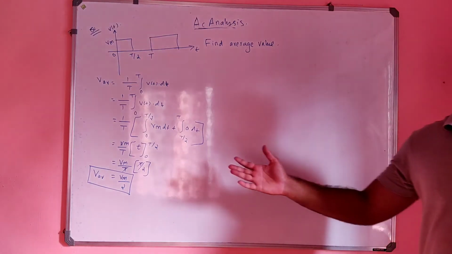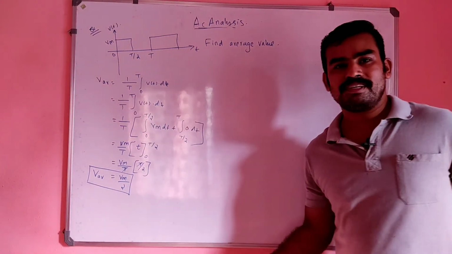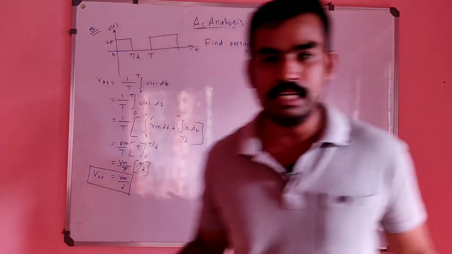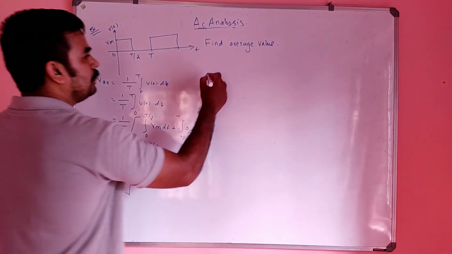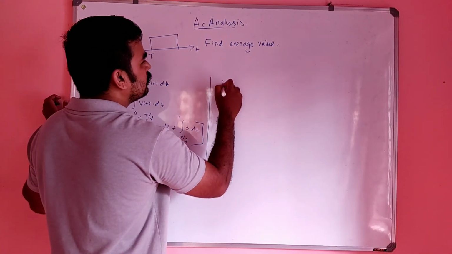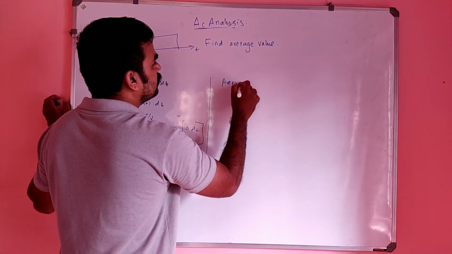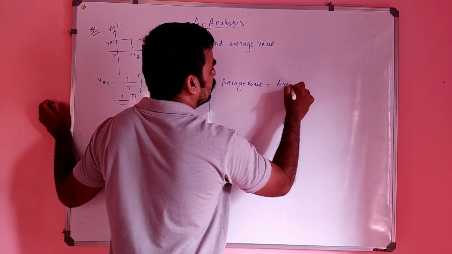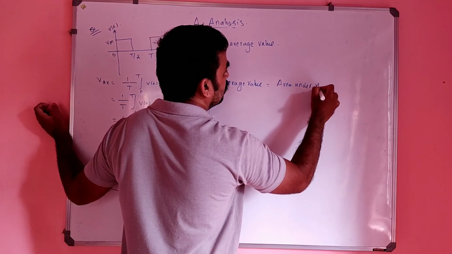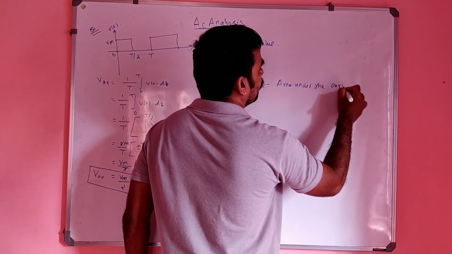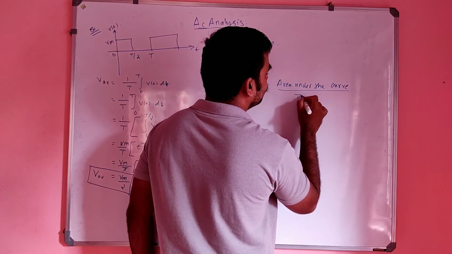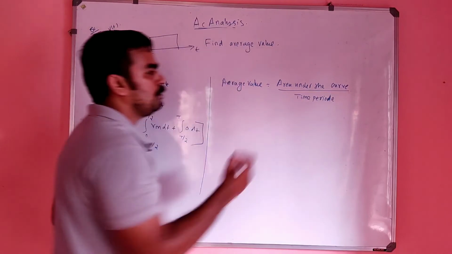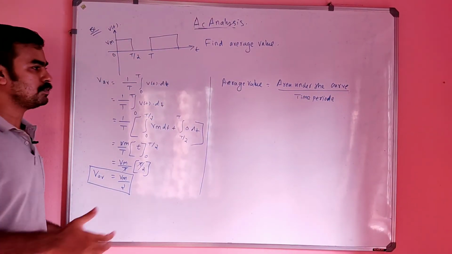So how easy the problem is if you know the equation. There is another equation for finding the average value also. Average value is nothing but the area under the curve divided by the time period. This equation you can use, okay, this equation also you can use.